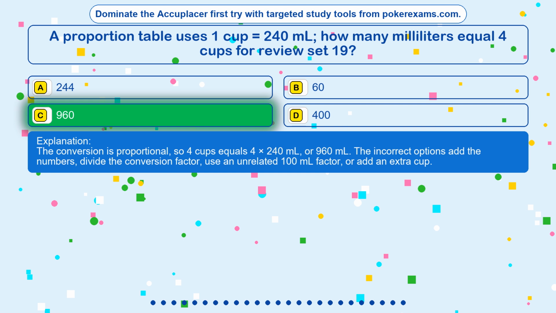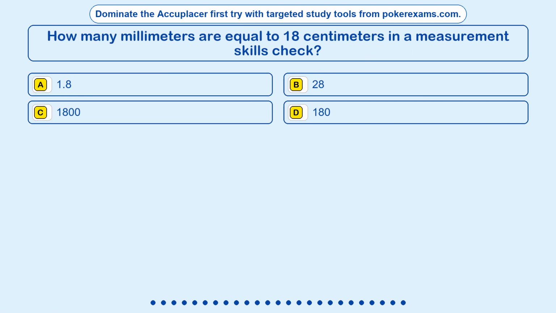Question 6. How many millimeters are equal to 18 centimeters in a measurement skills check? Option A, 1.8. Option B, 28. Option C, 1,800. Option D, 180.